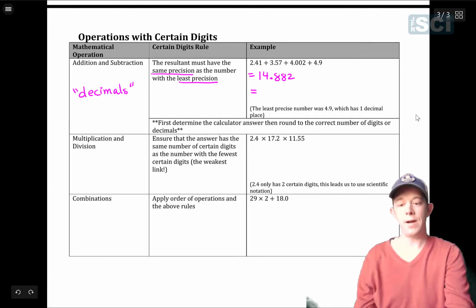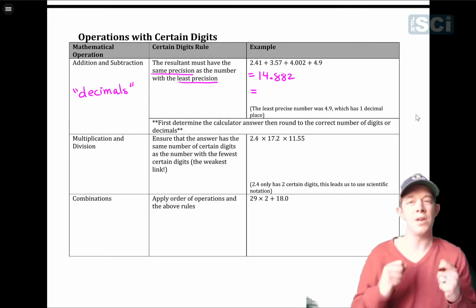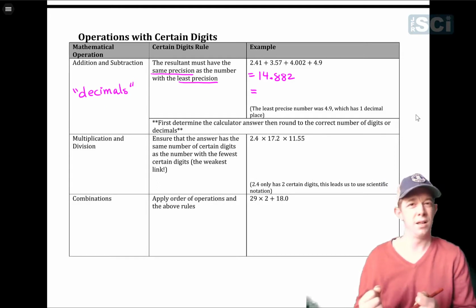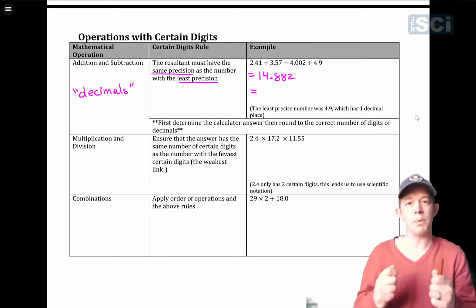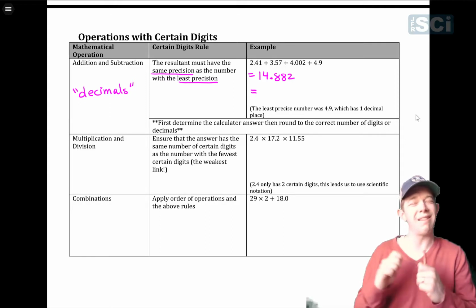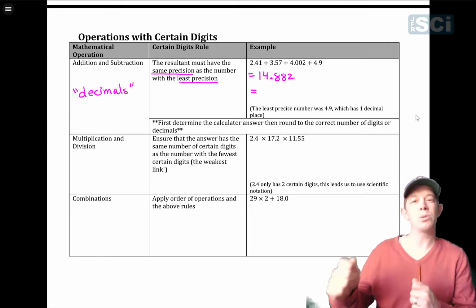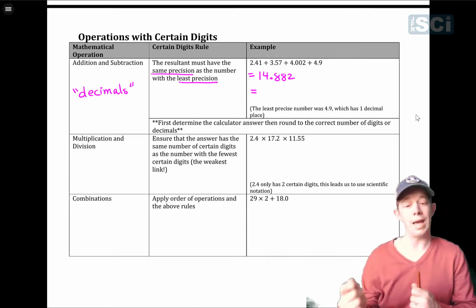Okay, so if I look at this, I want to find out how many decimals can I report and not be making up data, right? Because the worst thing I could possibly do is give a number that is more precise, because it's kind of lying. It's saying that I'm able to measure to this level of accuracy or precision, but really you can't.